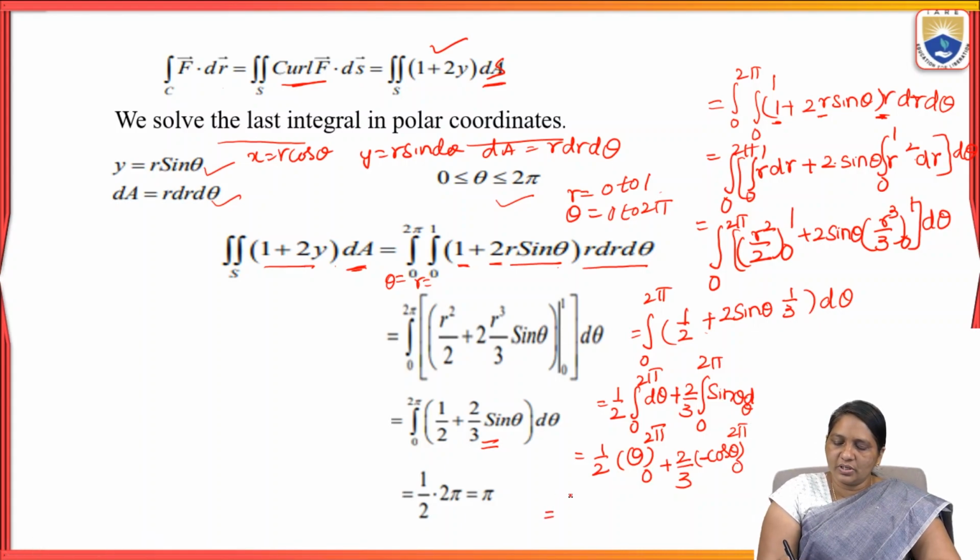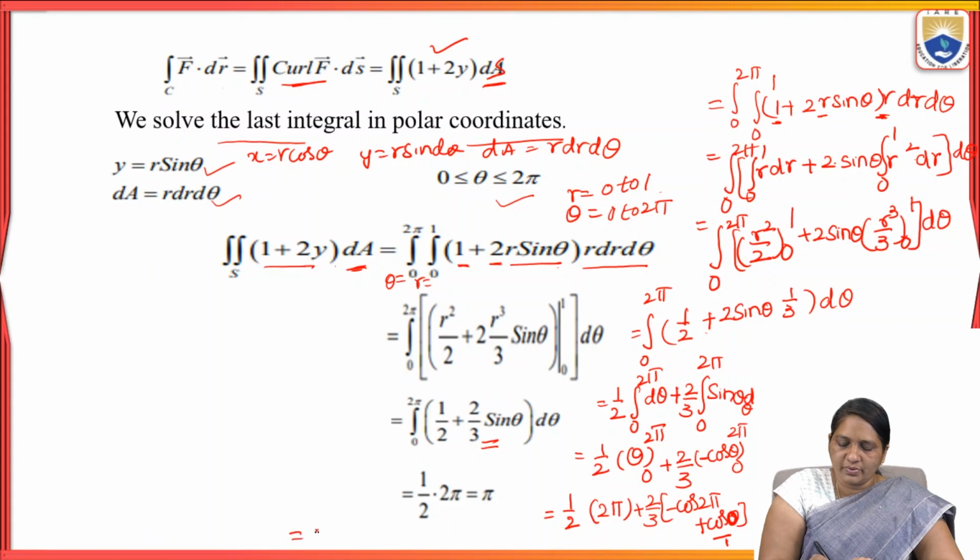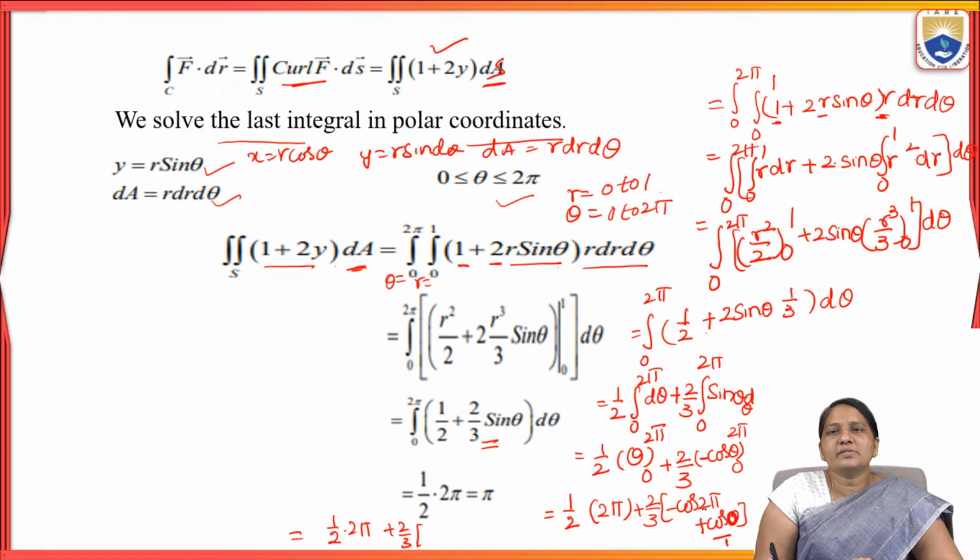Now we are going to substitute the limits: 1 by 2 into 2 pi minus 0 is 2 pi, plus 2 by 3 into minus cos 2 pi, minus of minus, plus cos 0. Cos 0 is 1. I am going to simplify here, 1 by 2 into 2 pi plus 2 by 3 into minus cos 2 pi.